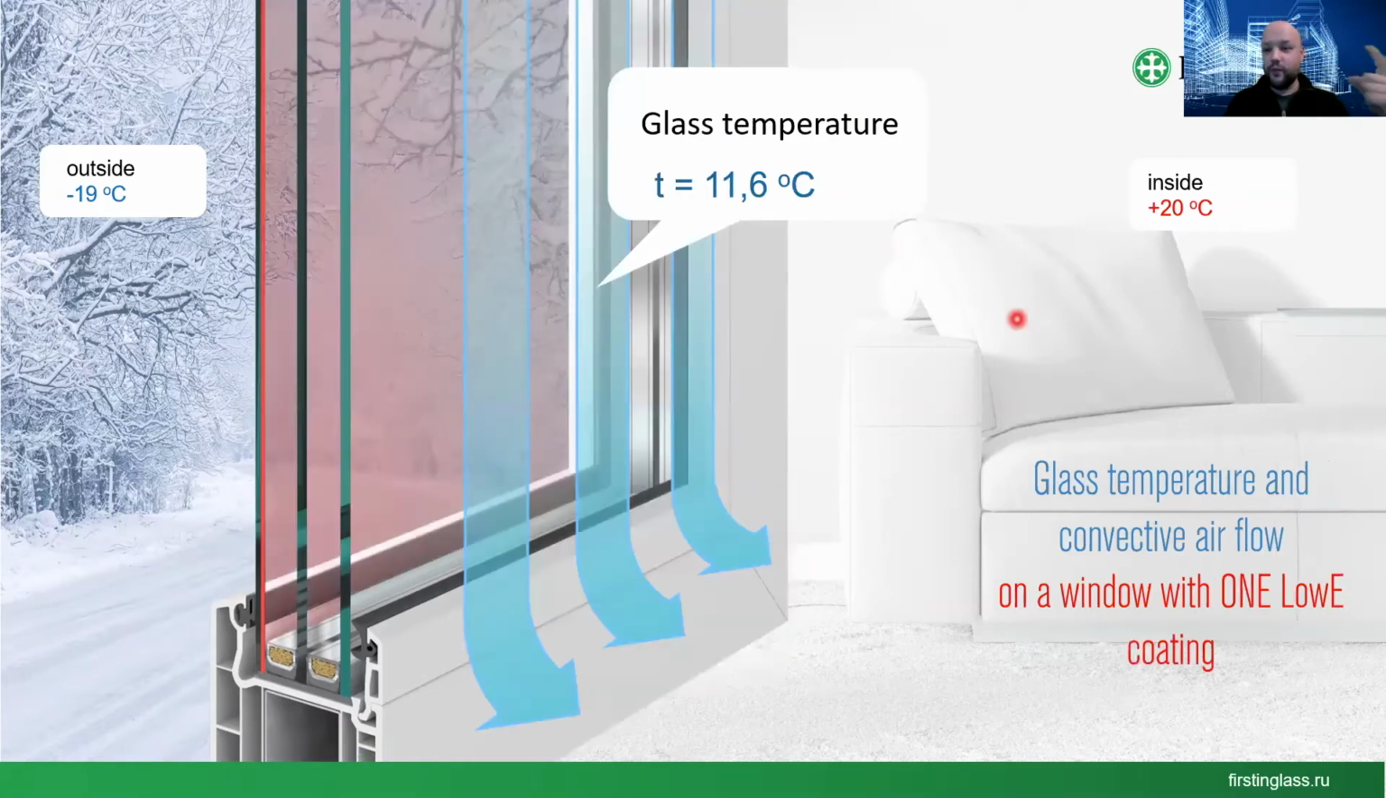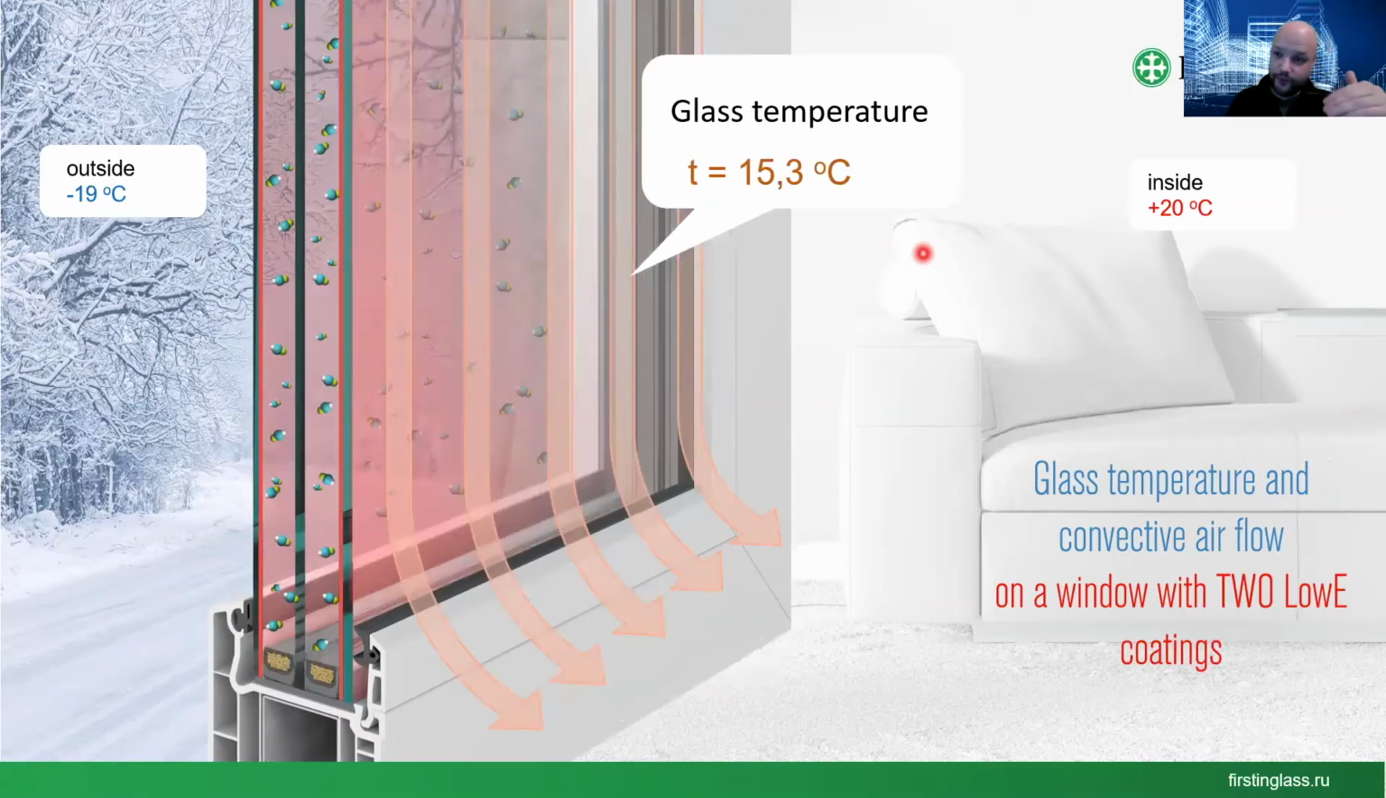If you put even one low E glass, the temperature will increase almost to 12 degrees, much more comfortable. And with the edge unit fully packed with low E glass and argon, it will be around 15 degrees. Much more comfortable to sit near the window. And that is what defines winter comfort for a person. So all of his walls, including window parts, will have a uniform temperature.